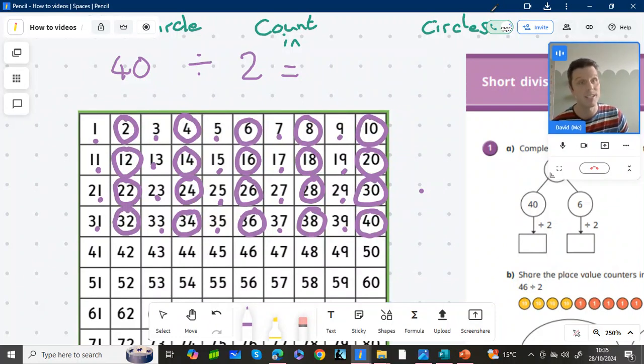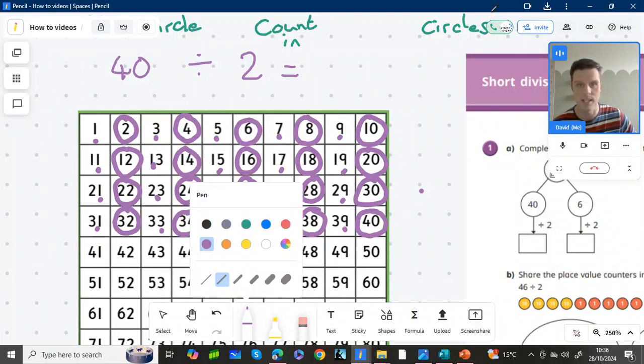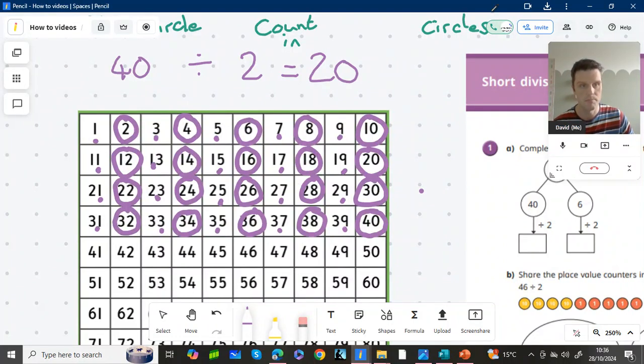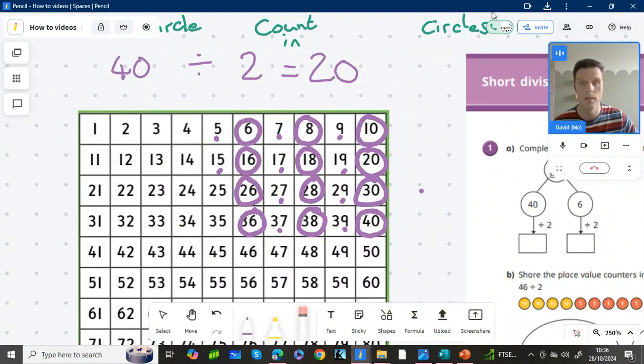So now I'm going to count how many circles I've got. 1, 2, 3, 4, 5, 6, 7, 8, 9, 10, 11, 12, 13, 14, 15, 16, 17, 18, 19, 20. So my answer is 20. Okay, I'm going to do it for the second part, which will be a lot easier. Now that I've written my answer, I'm going to rub my board clean. You can do this at home with your own 100 square. I recommend printing one off, laminating it and using a whiteboard pen, and then you can use it again and again to save wasting paper.